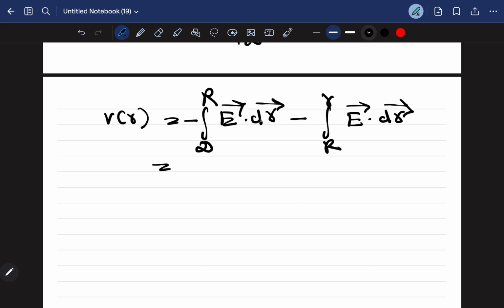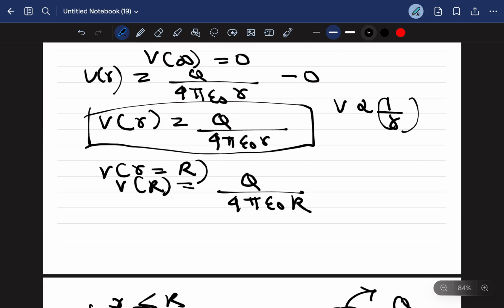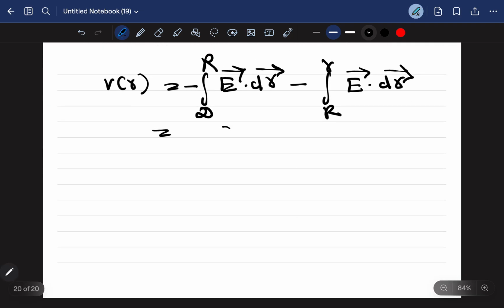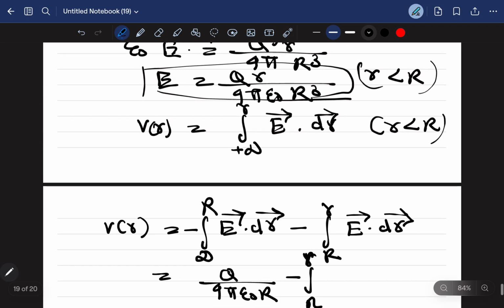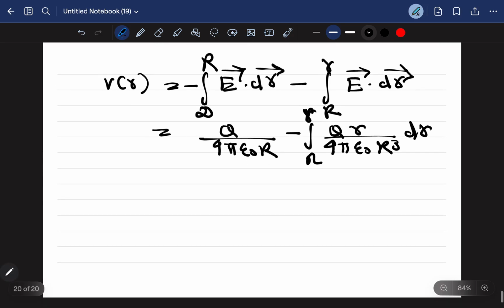So we have already found this function. This is nothing but the potential at the surface of the charged sphere. What we have found for the surface of the charged sphere is the potential q by 4 pi epsilon naught into R. So this is equal to q by 4 pi epsilon naught into R. Now here we have to put the value of the electric field inside the sphere. What is the value? Q into r divided by 4 pi epsilon naught R cube into dr, right?